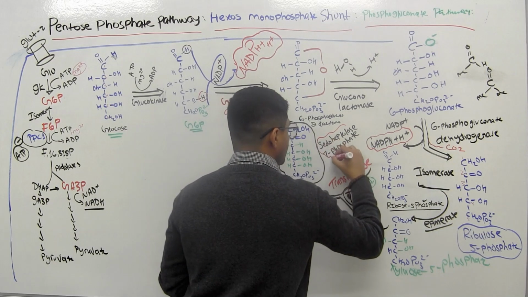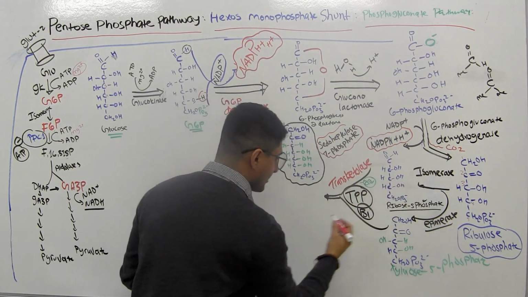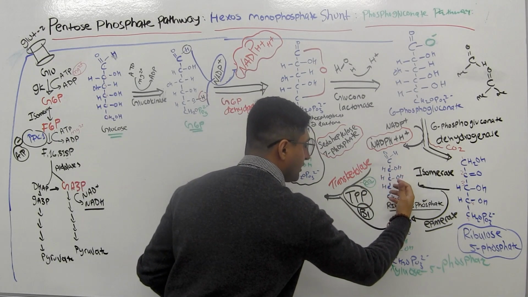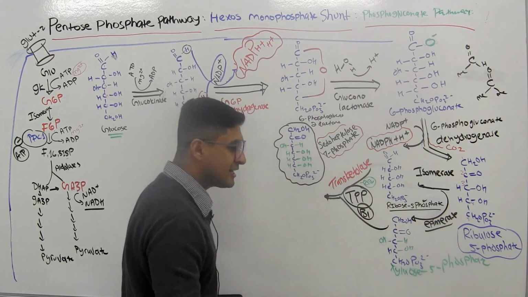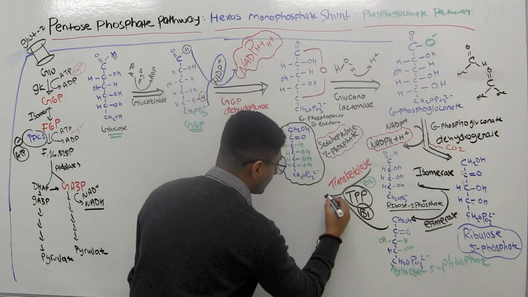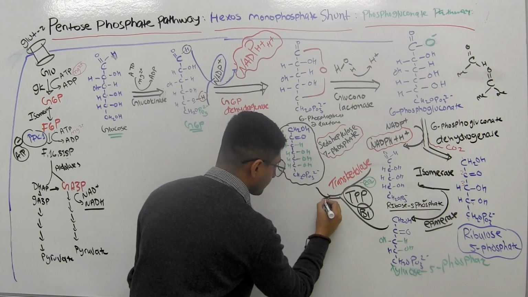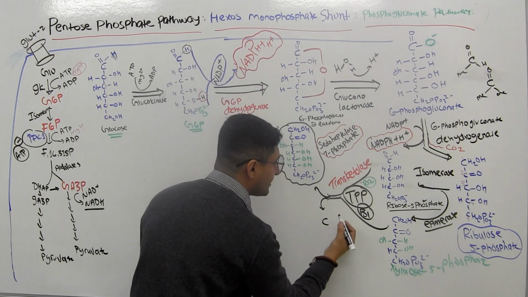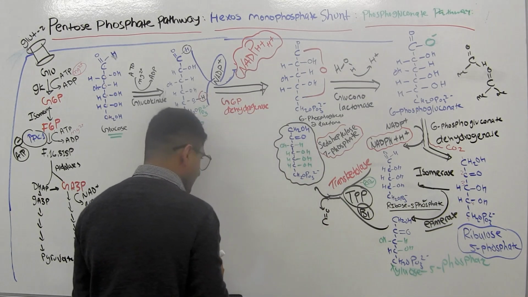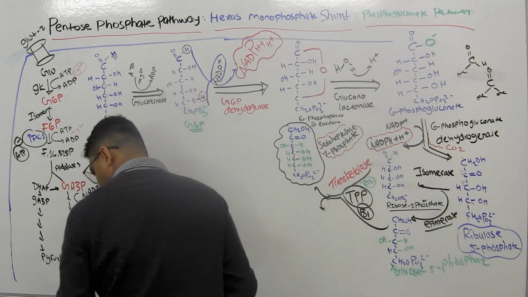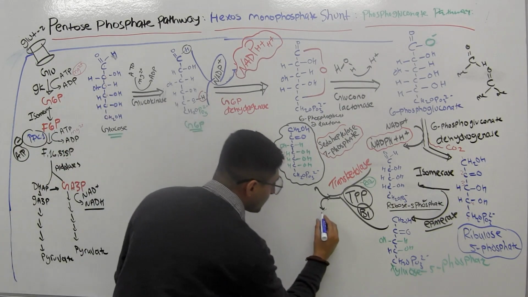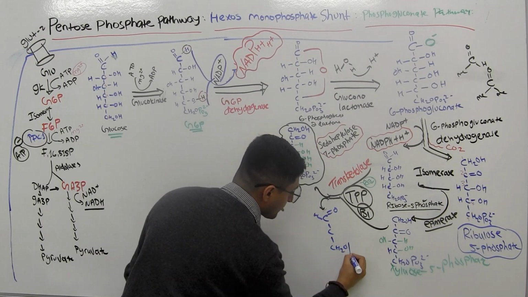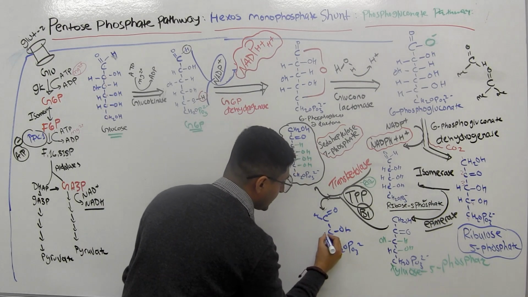Now, what is going to happen with this guy right here, the ribose 5-phosphate? It was already a 5 carbon molecule. If it donates 2, how many carbons are left? 3 carbons are left. I'm drawing in blue: C with the double bond O, the aldehyde, and 1, and then CH2OPO3 2 minus with the OH, and then H.